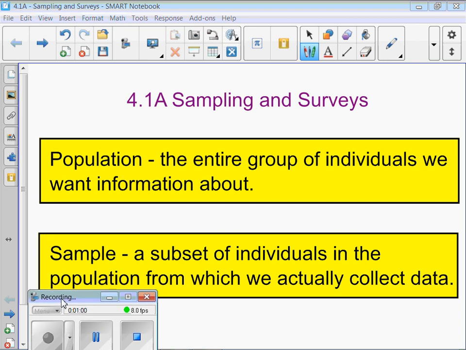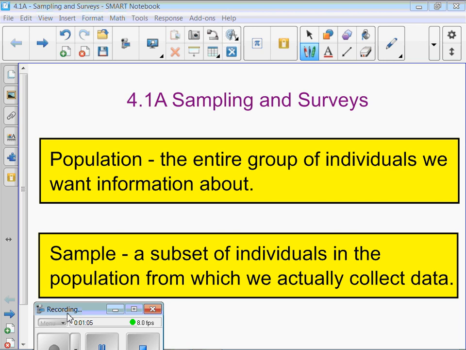All right, so write those down, though. Your population could be like all of Devlin, and then your sample size is just a classroom or something like that, where you throw out a survey.